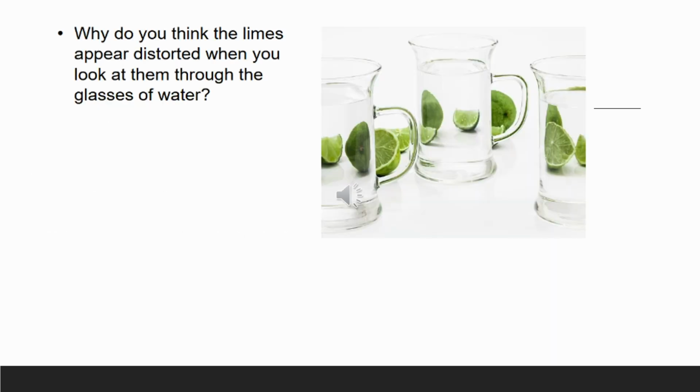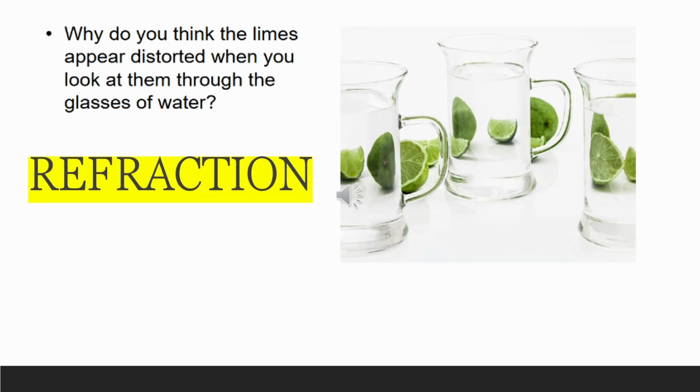Okay, students. Now, why do you think the lines appear distorted when you look at them through a glass of water? Any idea? Anything that you put into a glass of water will look distorted. Have you thought why? I hope you guessed it right. Yes, it's called refraction.